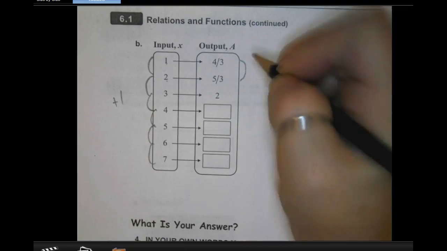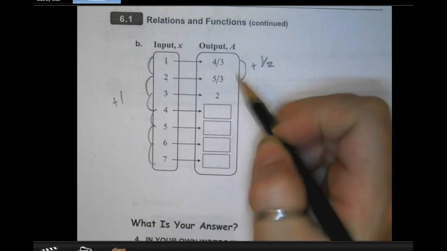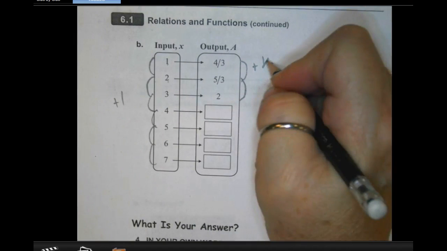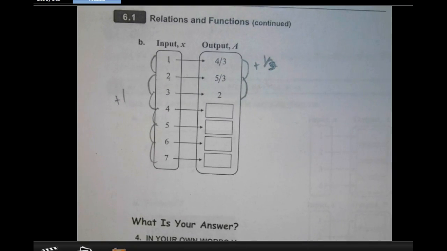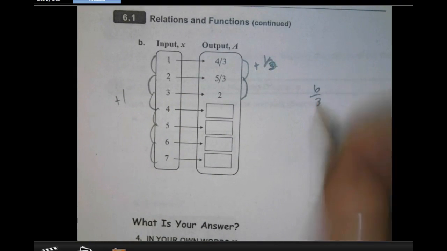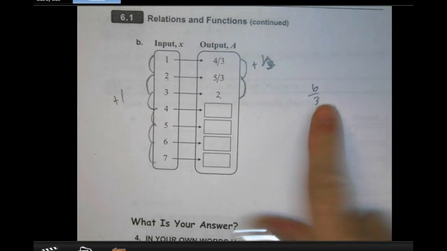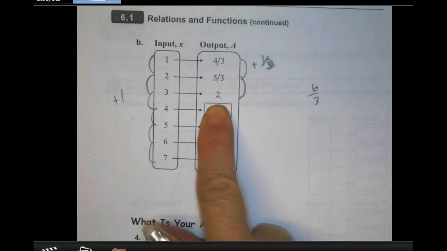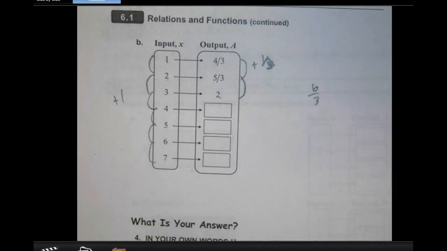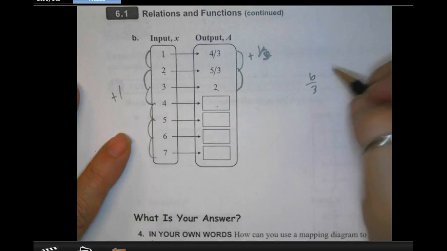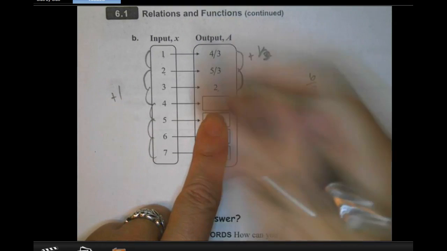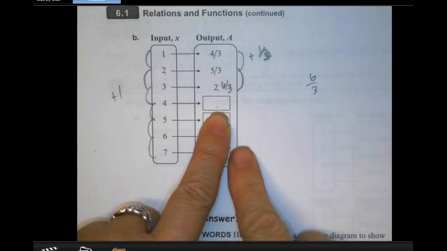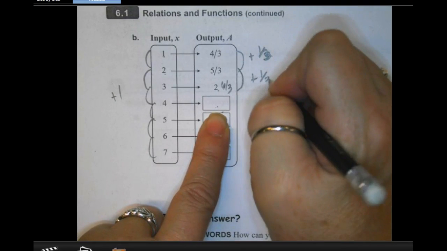Plus 1/3, right? How about 5/3 to 2? If I went from 5/3 to 2, if I added a third, this would be 6/3, right? What's 6 divided by 3? So if I added a third, I got 2, right? So what do you think my change is going to be? Plus 1/3. So what do you think this one would be? If I turned 2 into a fraction, I made it 6/3, and I'm adding 1/3, what's this going to be?